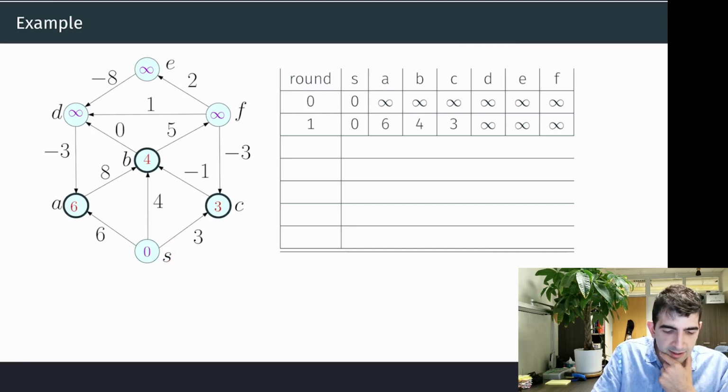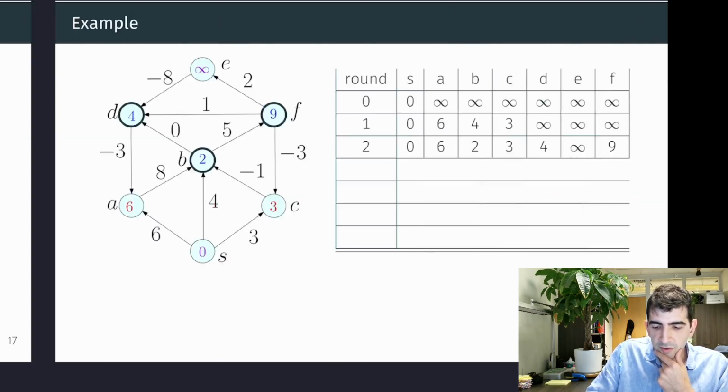And we calculate that the distance using one edge here, starting from S, is 0 plus 6. So we assign 6 to A. We know that the shortest path using one edge is 0 plus 4. So we assign 4 to B. We know that using one edge, we could get to C by using 0 plus 3, edge length 3. So we assign 3 to C. Okay? Next, let's look at 2 edges.